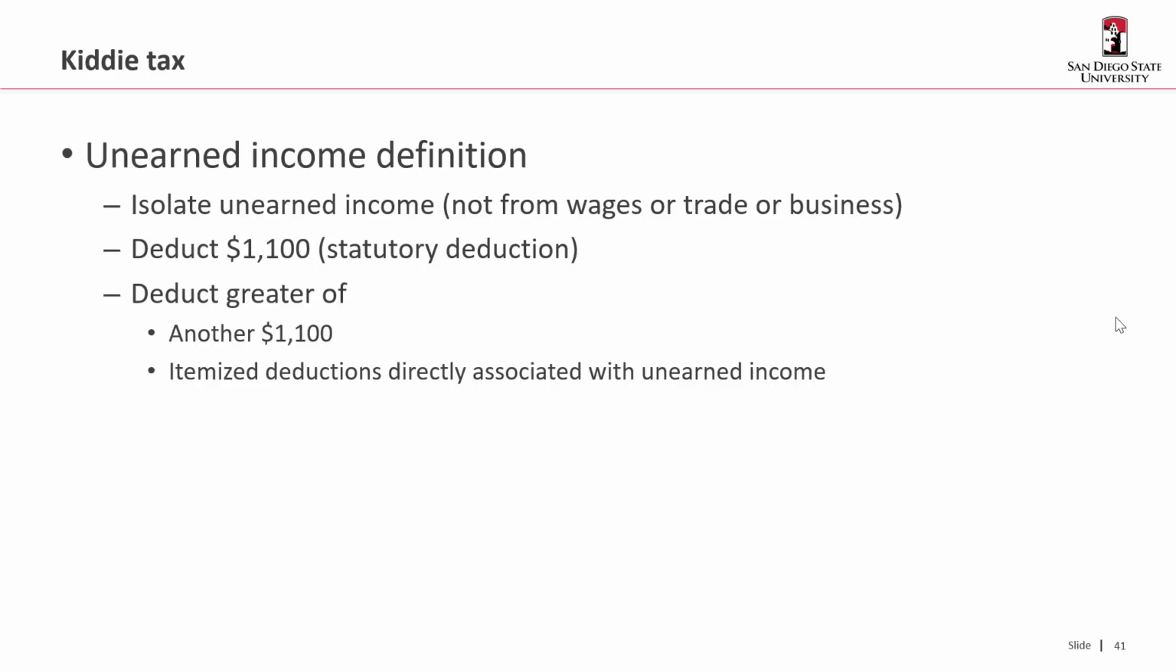So let's talk about the $1,050 of statutory deduction. We got that. The greater of either another $1,050 or the itemized deductions directly associated with unearned income. So the reality is, chances are that your minor child doesn't have any itemized deductions directly associated with unearned income, but they could. For example, what if they had to pay state income tax on the unearned income? That is an itemized deduction, and it is possible, if the dollar amounts are large enough, that they might itemize instead of taking this additional, remember, $1,050. Okay.